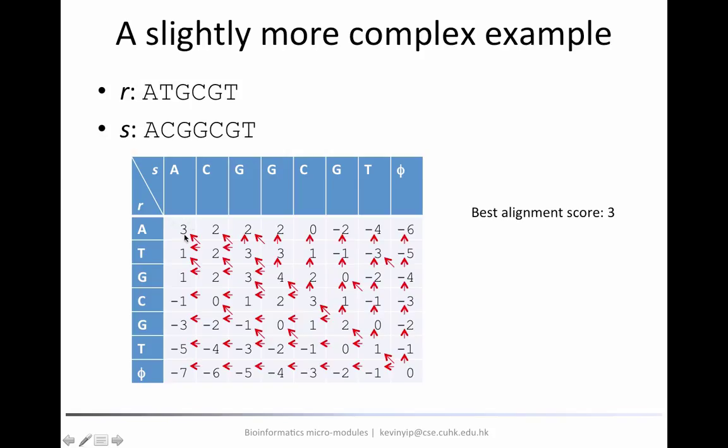Starting from the upper left corner, for this cell, there's only one red arrow pointing in, so we have no choice but to put the A from R and the A from S into the same column. Now, when we reach this number 2, actually there are 2 different red arrows. We can follow the horizontal path or the diagonal path. Let's say we take the horizontal path first.